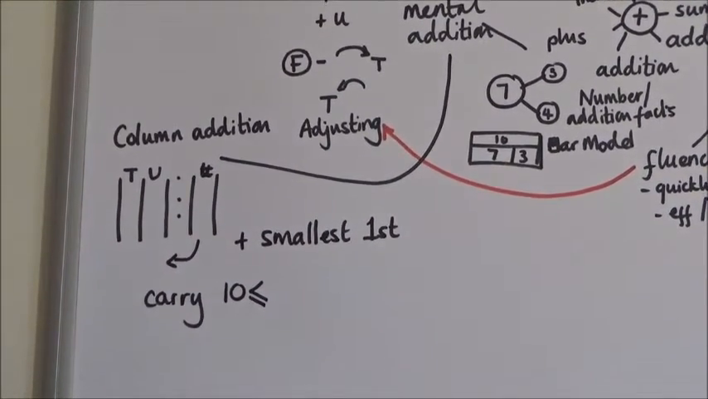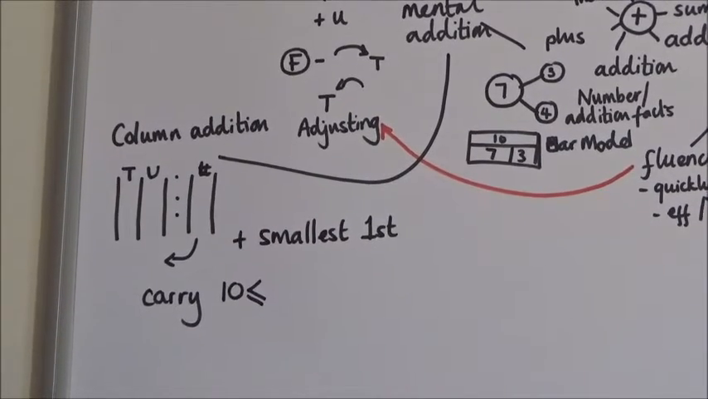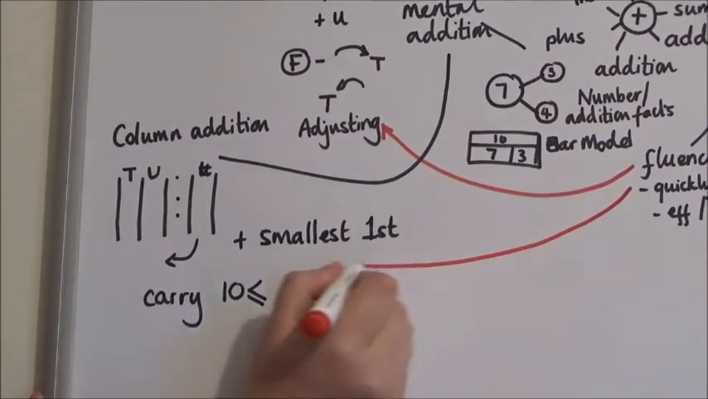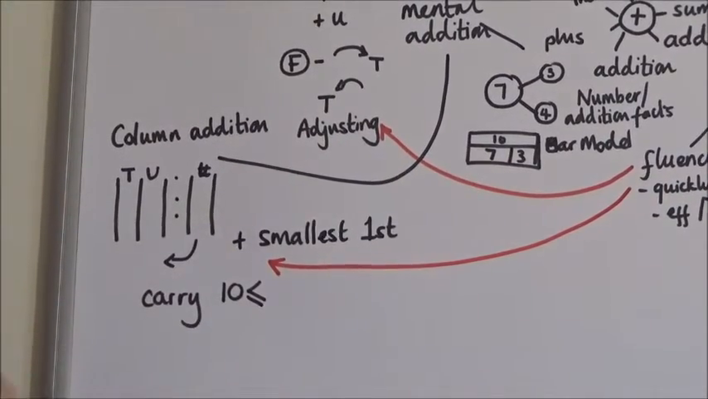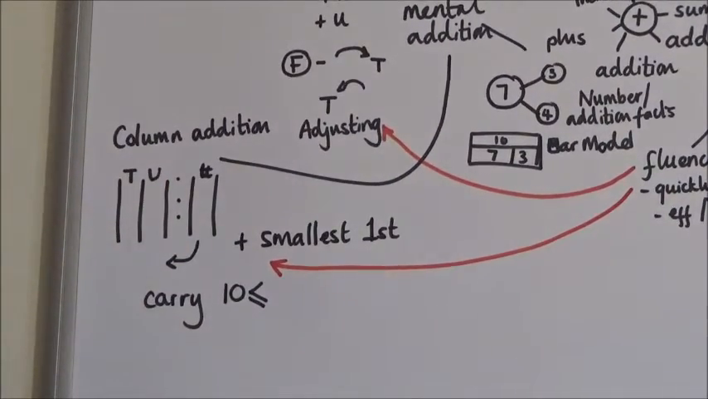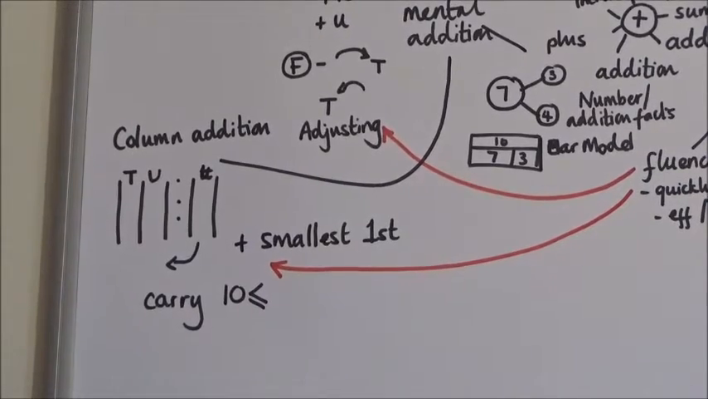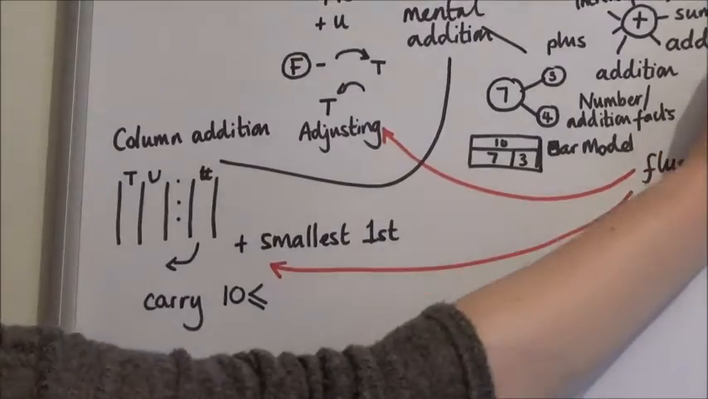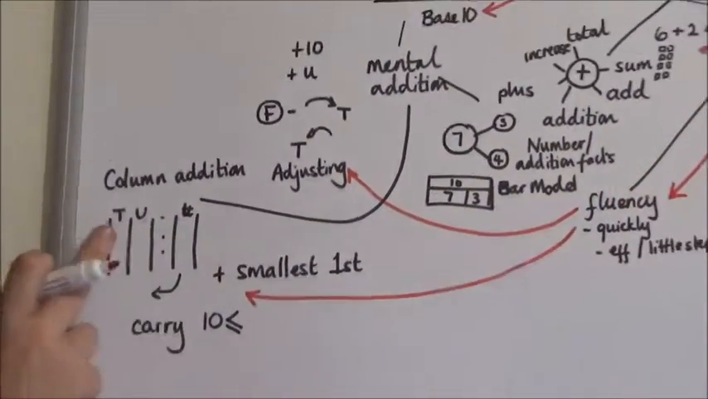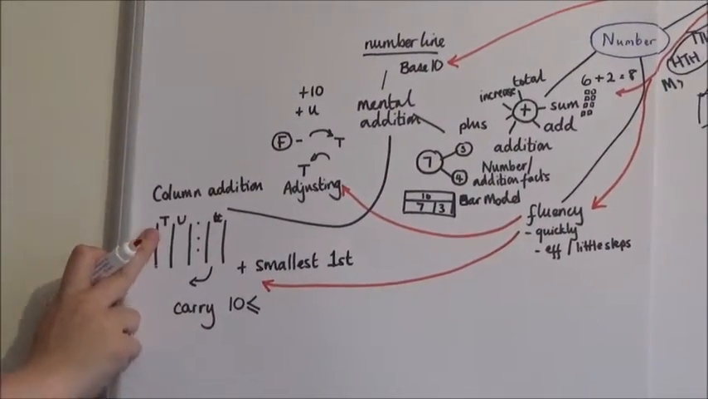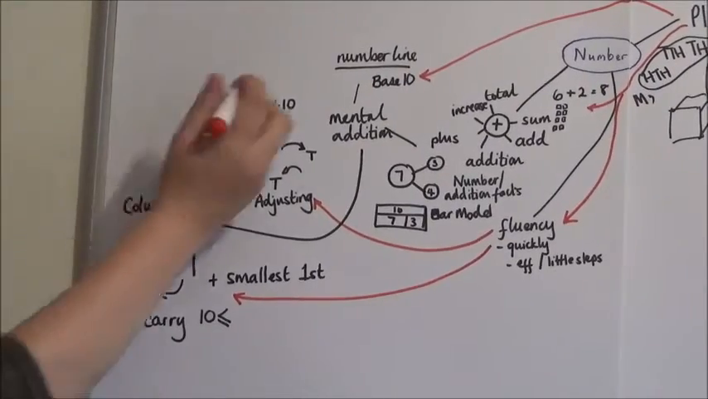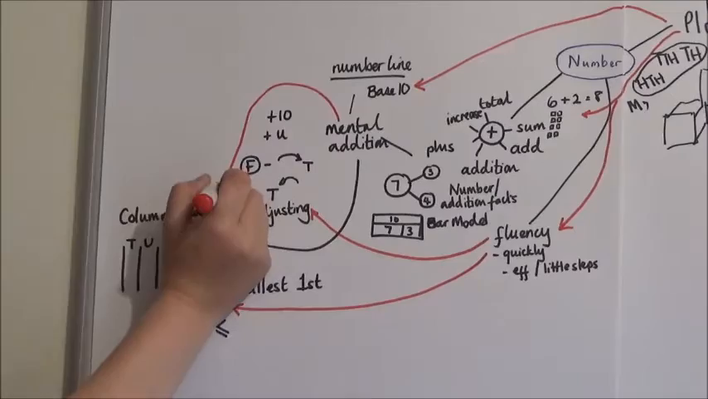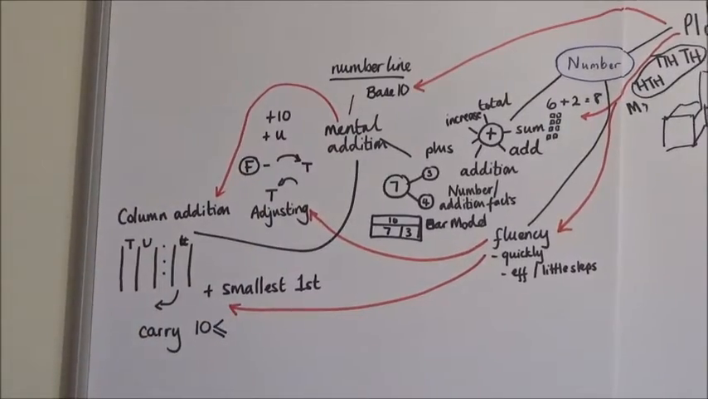How's that linked to our previous understanding? We used fluency again to help us quickly add up those two numbers so that we could come up with our answer. Place value helped us with our fluency, also helped us out with our column addition. And we knew that we could use column addition if our mental strategies got a little overloaded.